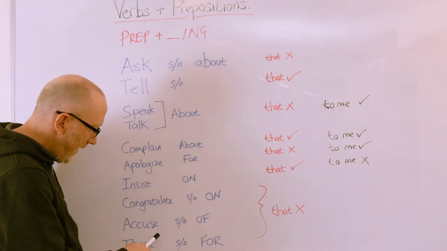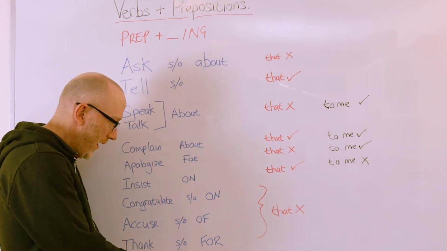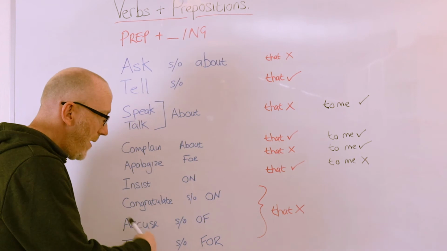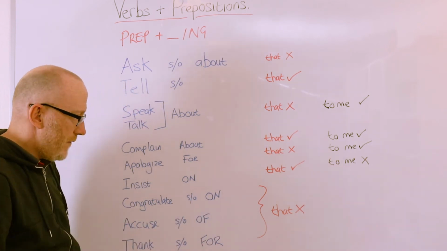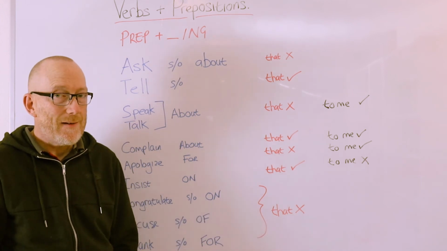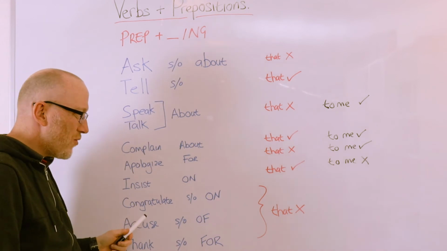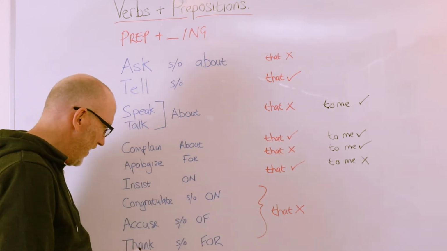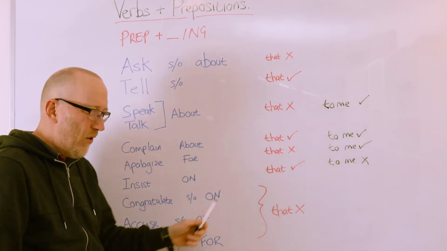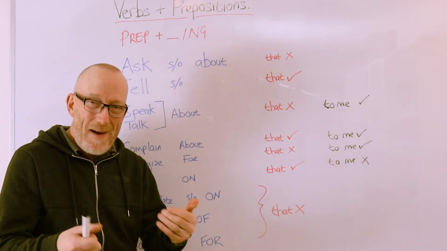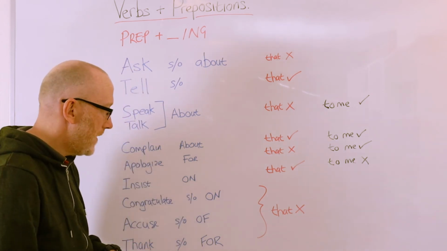Now, congratulate, accuse and thank all require someone, somebody, all require the object. The prepositions are on, for and of. Neither of these verbs take that. Okay? So you cannot use that with any of these verbs. You can't congratulate someone that. You can't accuse someone that. You can't thank someone that. It doesn't work. You may think it sounds correct, but it's actually grammatically wrong.